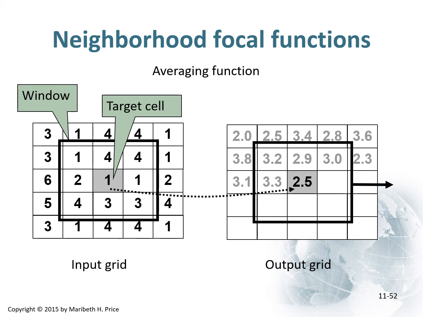Your target cell is the one in the middle. There's your window. If we're averaging it, let's just add them all up for the heck of it. 4 and 4 is 8, and 1 is 9, 10, 11, 12, 13, 14, 15, 16, 17, 18, 19, and 4 makes 23. Divided by 9.